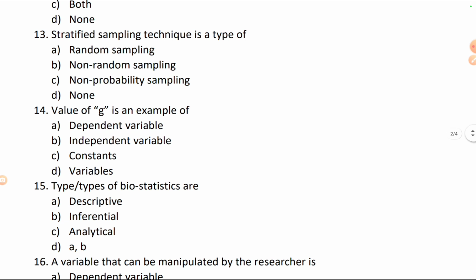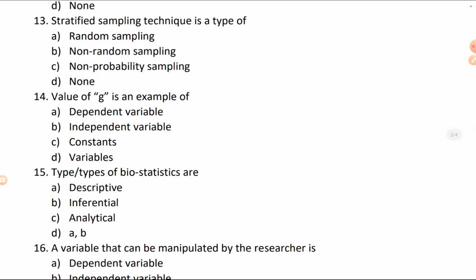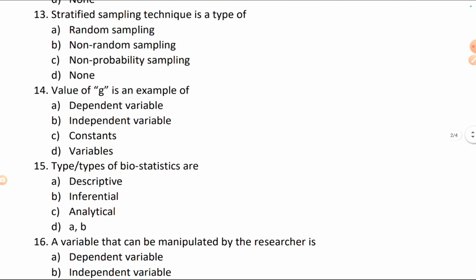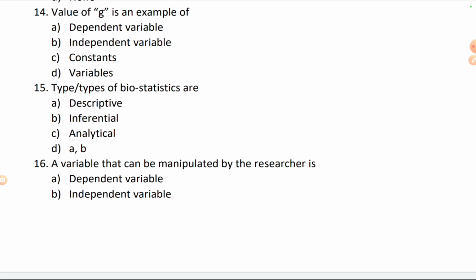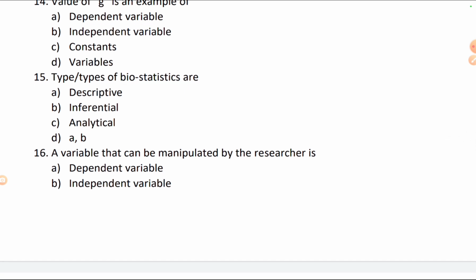Value of g is an example of option A, dependent variable, B, independent variable, C, constant, and D, variables. The answer is A, dependent variable. Types of biostatistics are option A, descriptive, option B, inferential, option C, analytical, option D, A and B. The answer is option D, A and B.